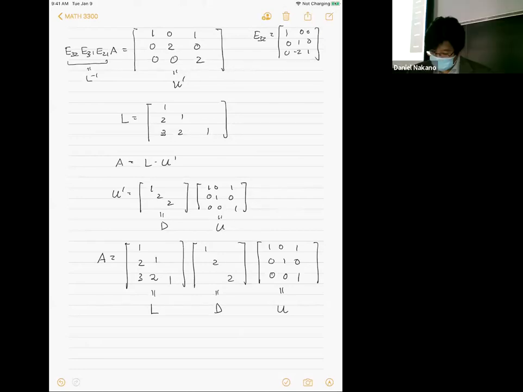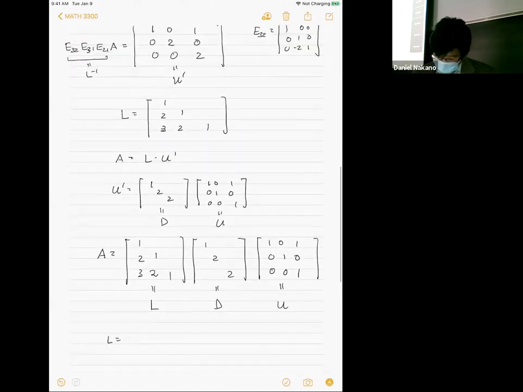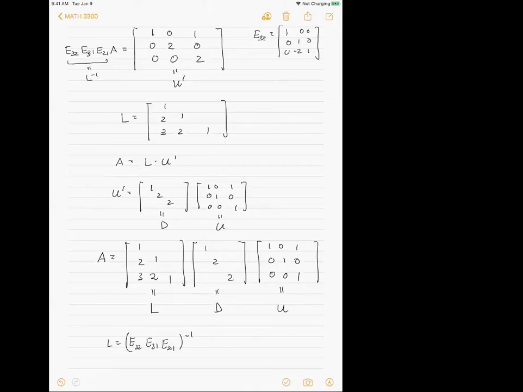Oh, so L turns out to be the inverse of... L is going to be equal to this matrix inverse. So it's E32, E31, and E21, and I have to take the inverse of the whole thing. Okay, so that's how we get the inverse. We get L. You have to move it over to the other side.